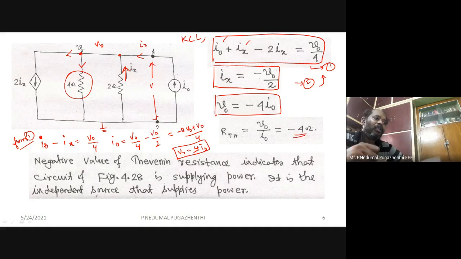As I said, a negative value of this resistance indicates that this circuit is supplying power. It is the independent source that supplies the power. So this is how you have to find R Thevenin for a circuit which is having a dependent source.